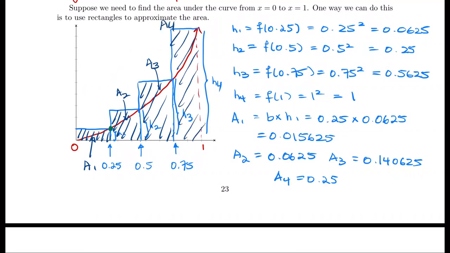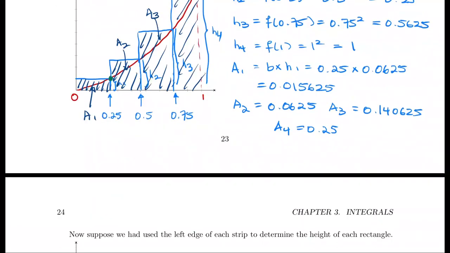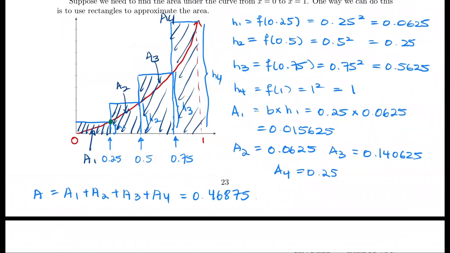Right? So what's the next step? Well, to find out what the area is, we just have to add up the areas of all the rectangles. So the total area would just be the sum of A1 plus A2 plus A3 plus A4. Now that would actually equal 0.6875. Right? So that's an approximation of the area that we have just calculated.